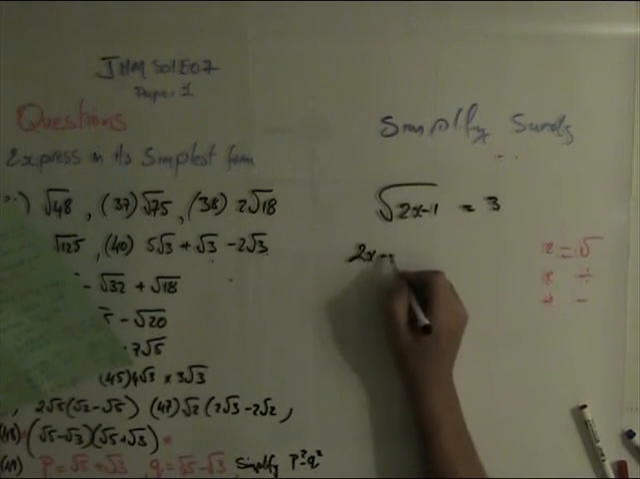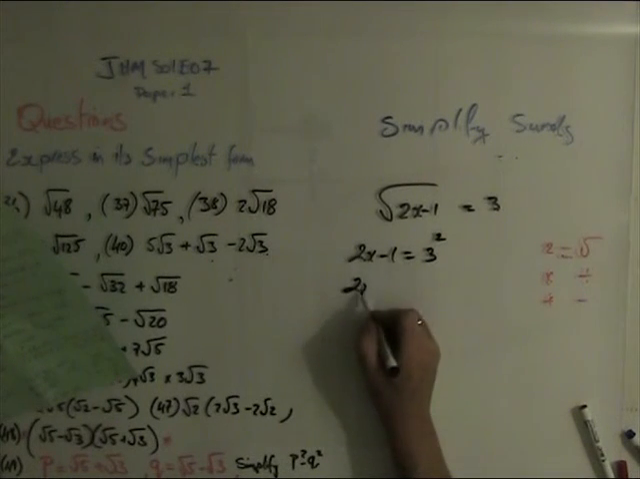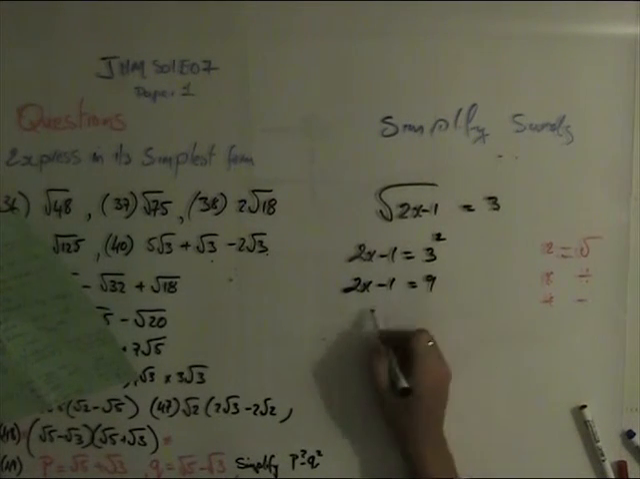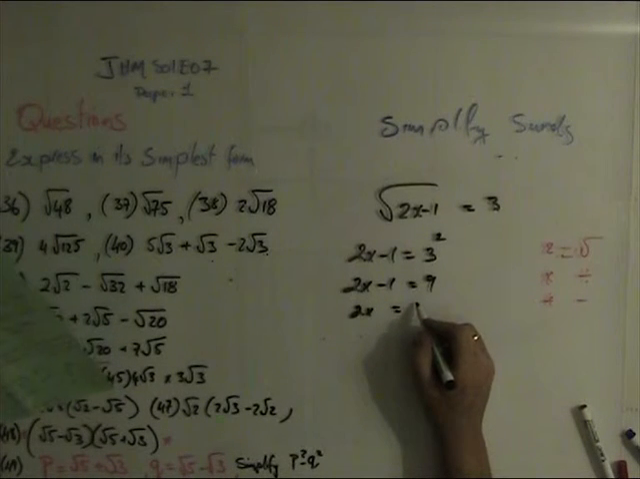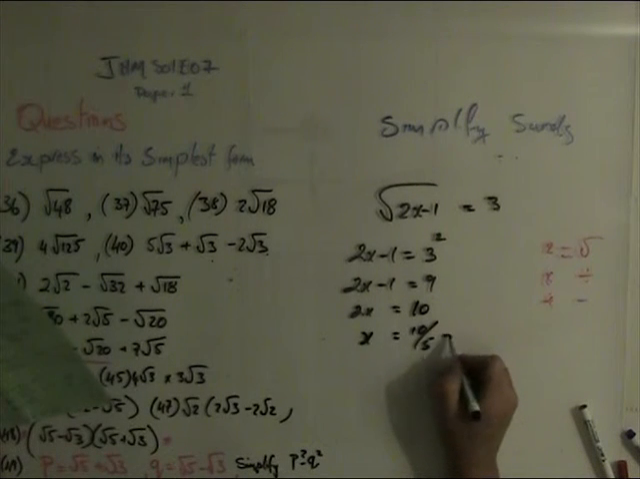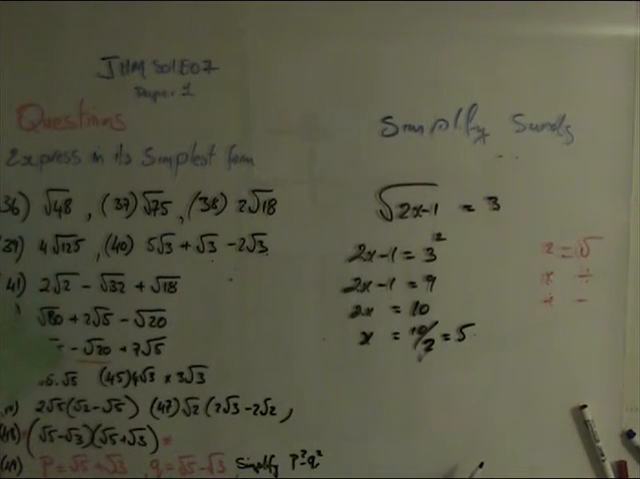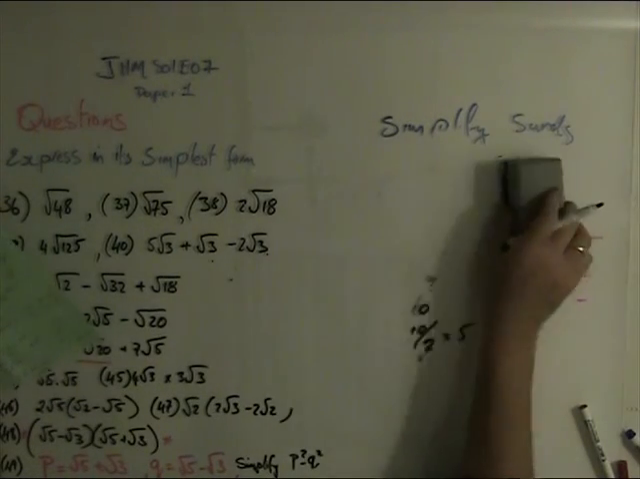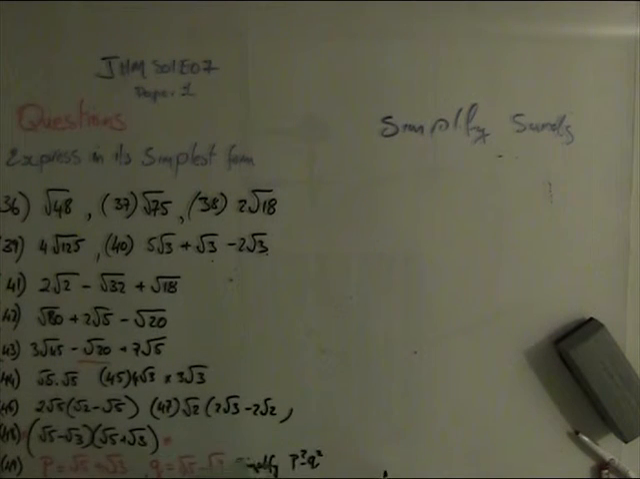So it becomes 2x minus 1 is equal to 3 squared. You should be doing this with me. 2x minus 1 is equal to 9. 2x is equal to 9 plus 1, since minus 1 becomes plus 1, which is 10. x is equal to 10 over 2, which is equal to 5. Okay, you're solving this equation. Now these questions come up quite a bit. I want to do another one here now because I've included a lot of questions in this.